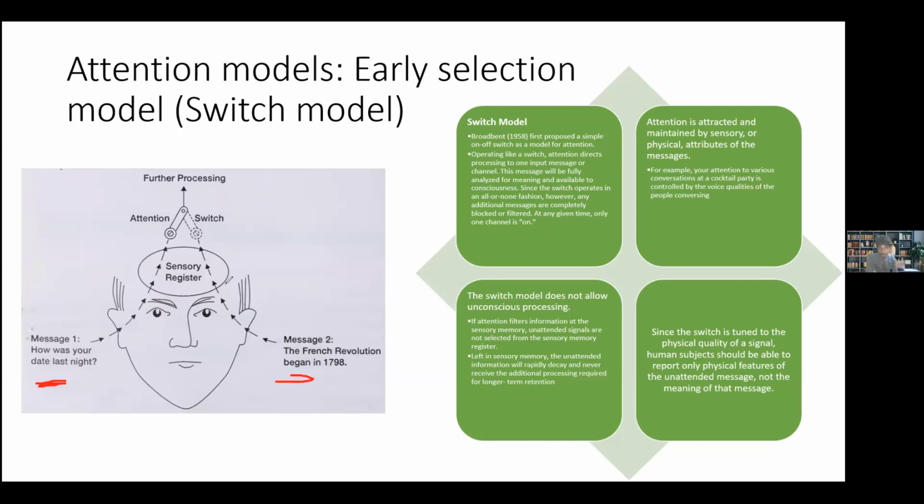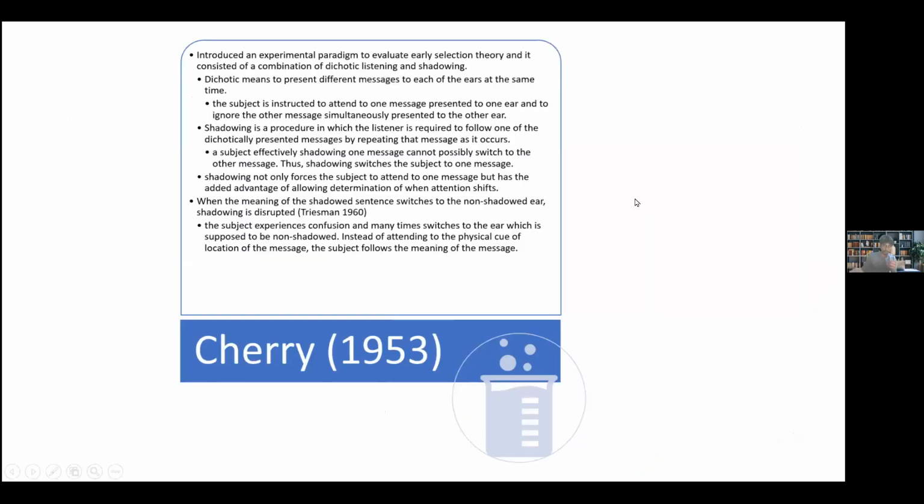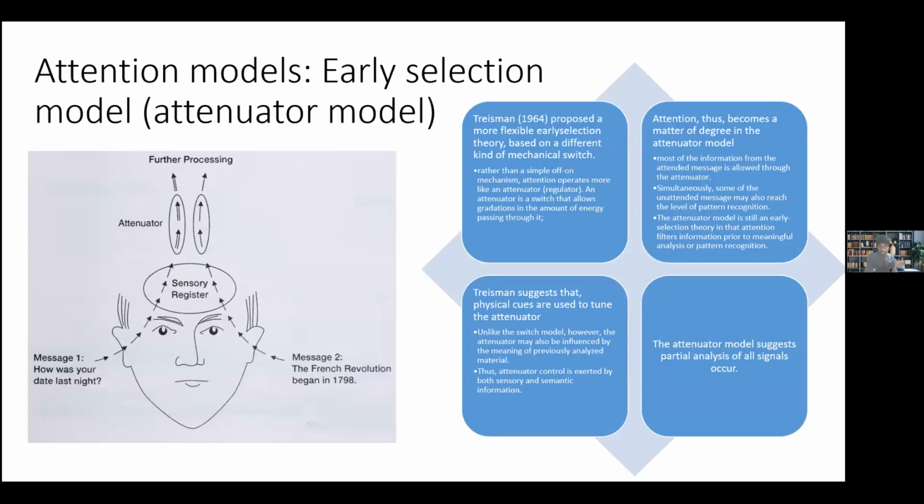Okay. So earlier, the sensory or the switch model said people focus on only the physical quality of the signal, not on the meaning. So if the channels are switched, people still follow whatever was present based on the meaning, not only on the sensory information. So this led to another model, which we call the attenuator model.